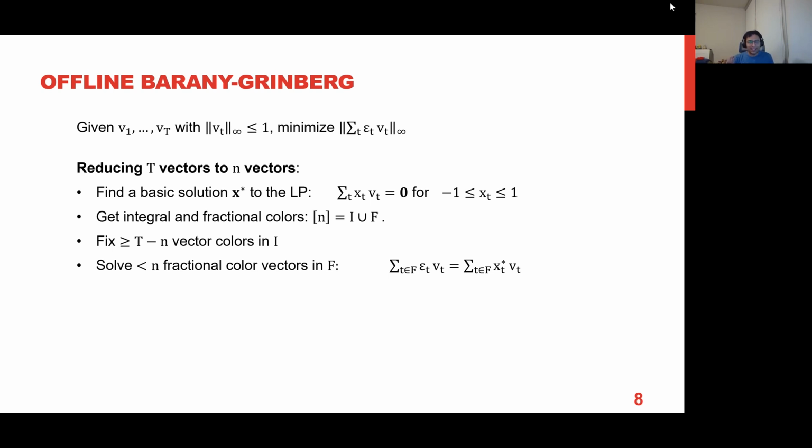So that is the idea: you solve for this basic solution, and all the integral vectors you already fix. For the remaining n fractional variables, you continue solving the problem. In some sense, you've reduced the capital T vectors problem to an n vector problem. And now once you have only n vectors left, you can do randomized coloring, or you could do Spencer or more complicated things to get something which only depends on n. So you've gotten totally rid of the dependency on the large T.